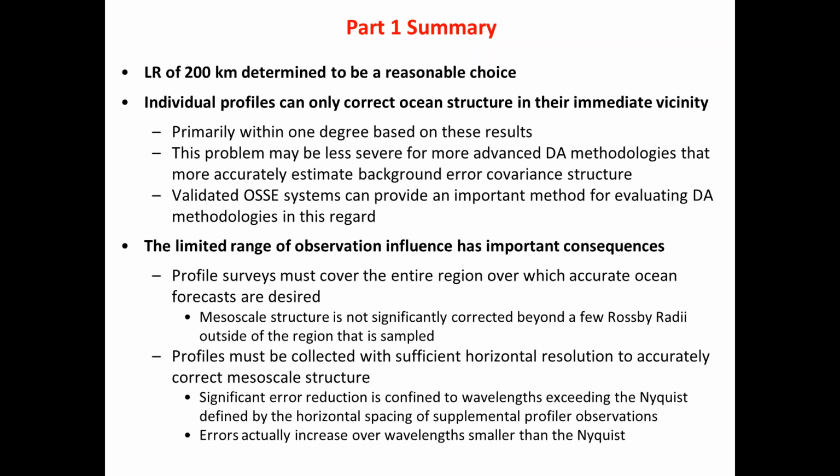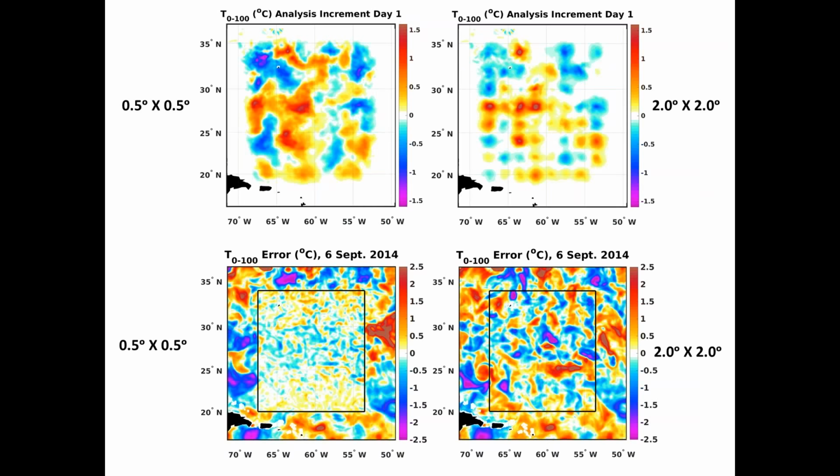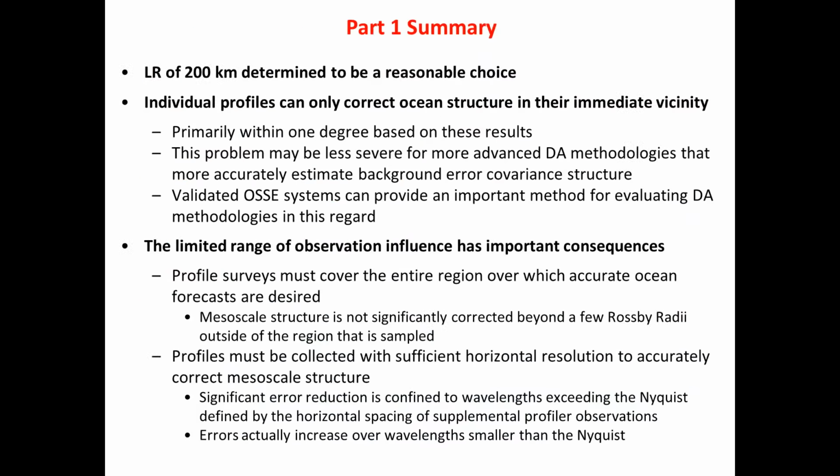Profile surveys must cover the entire region over which accurate ocean forecasts are desired. And one thing I didn't point out is that you see the correction in the lower left, how it's really confined to the box of the sampling. You don't have to go far outside of that box to see that the mesoscale structure is no longer corrected. The system is so chaotic, the memory is so short in these systems that if you sample highly a certain region, outside of that region, errors grow very rapidly, and your correction is confined to that region.